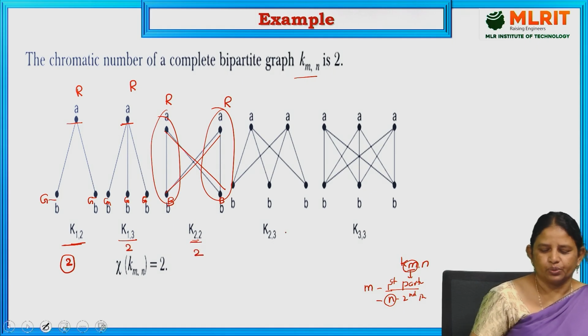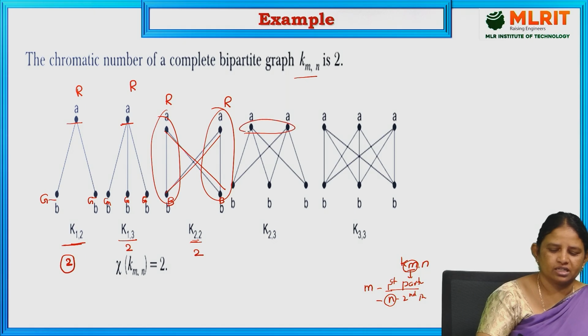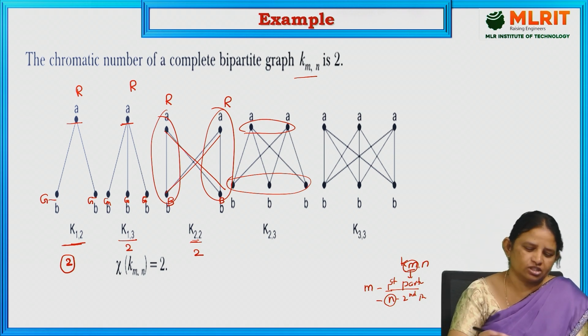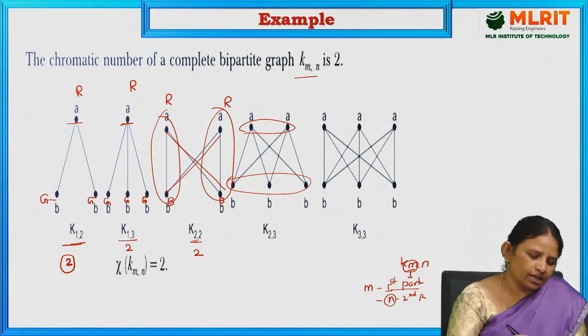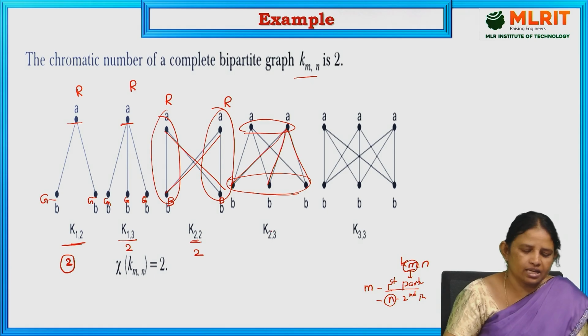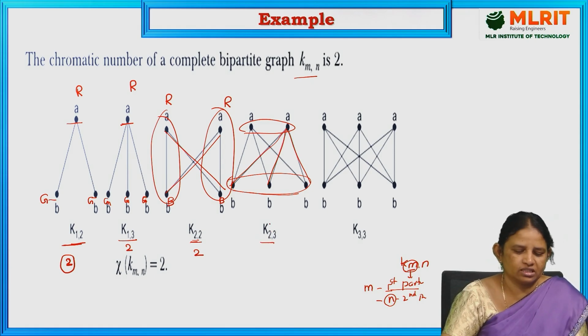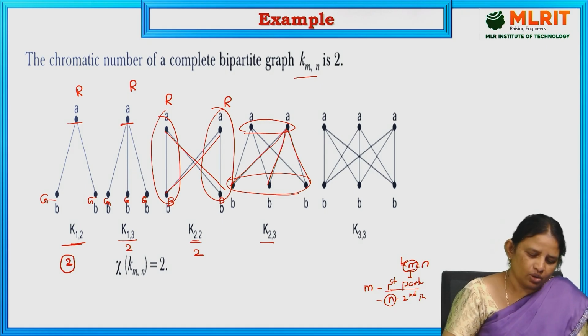Next, K23. First partition has 2 vertices, second partition has 3 vertices, and every vertex of A is connected to all vertices of B. So A to B, again A to B, A to B, which covers the 3 vertices. Again the second vertex is connected to all three. So it is a complete bipartite graph of 2, 3: 2 vertices in the first partition, 3 vertices in the second partition. Total is K23. What is the chromatic number?